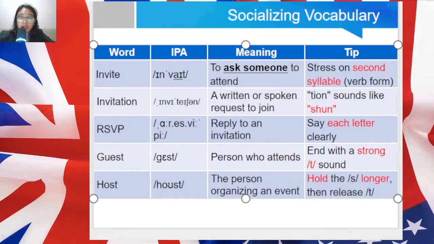Invitation. We are familiar with this. A written or spoken request to join. Now, tion sounds like SHUN. So the word invitation here may sound simple at first, but it carries deep meaning in human life. When we hear the word, we usually think about cards, letters, or messages that ask us to join a celebration. Like a birthday, a wedding, or a party.